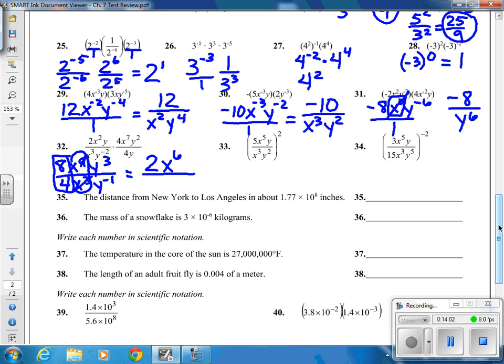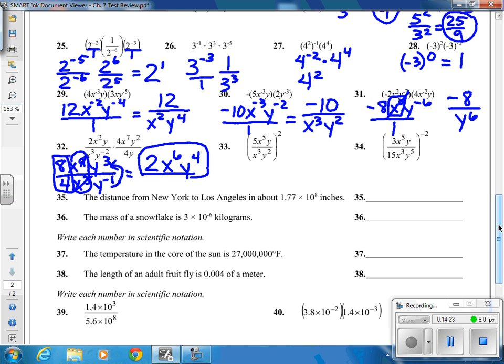Right, and then if you go to the y's, you'll notice that the y on the bottom is not happy, so he's going to come up and join those 3 y's that are already at the top, and that's going to combine to make a total of 4 y's at the top. Because there's nothing left on the bottom, you don't need to write the 1, just know that it's invisible and don't put it there, but there's your final answer, 2x to the 6th, y to the 4th.